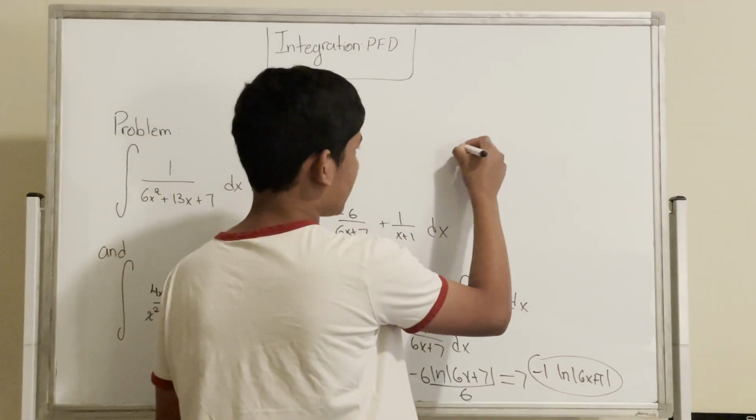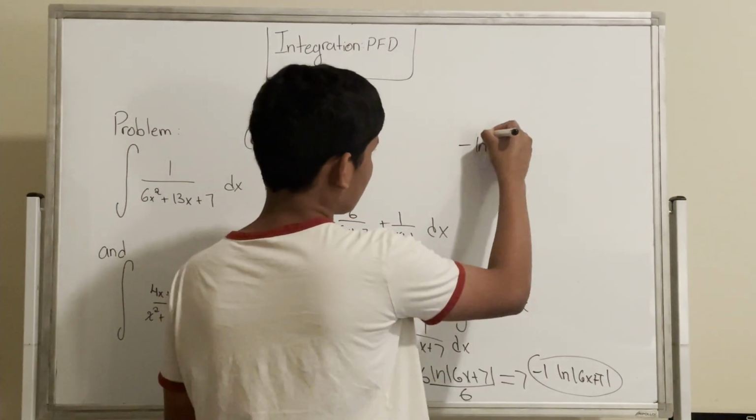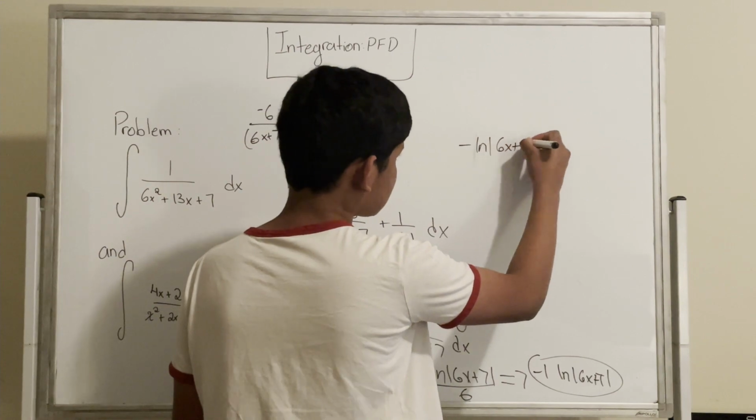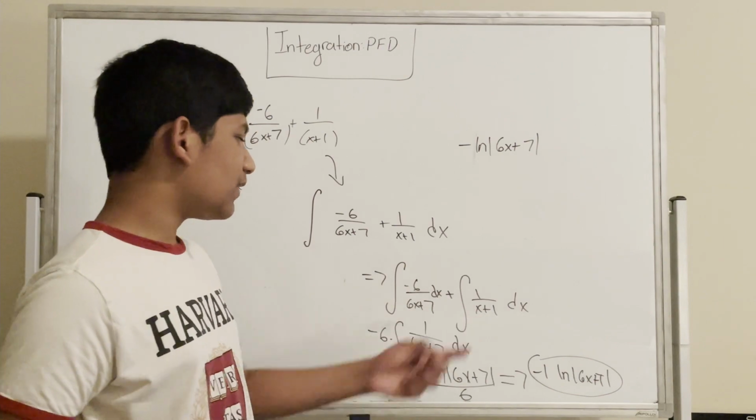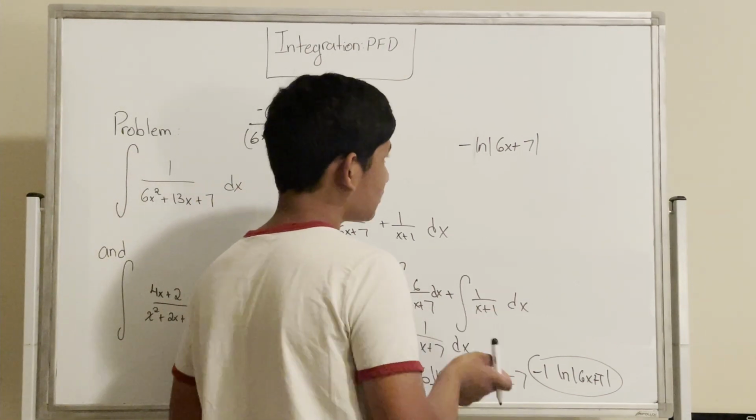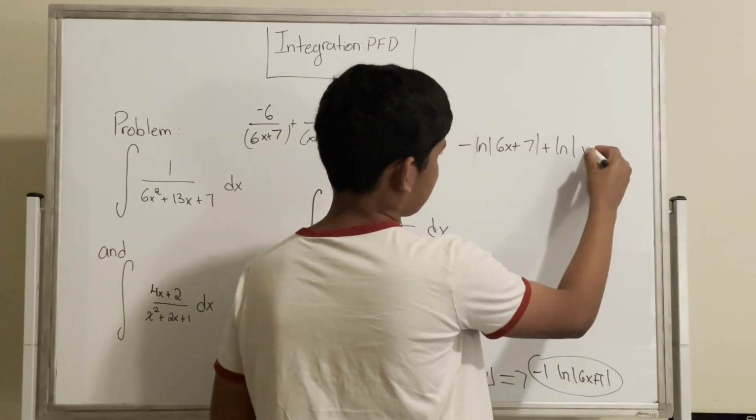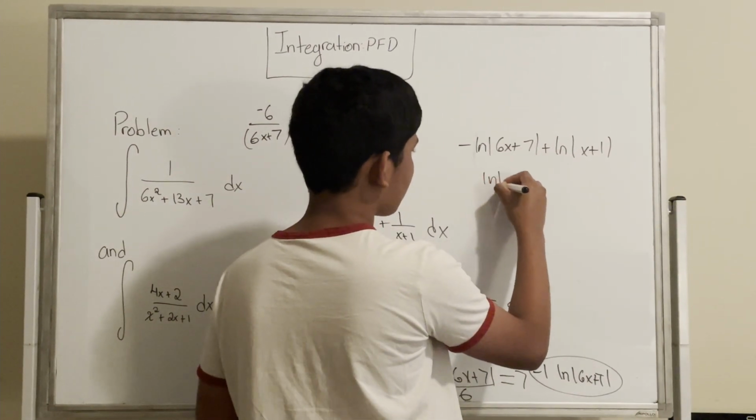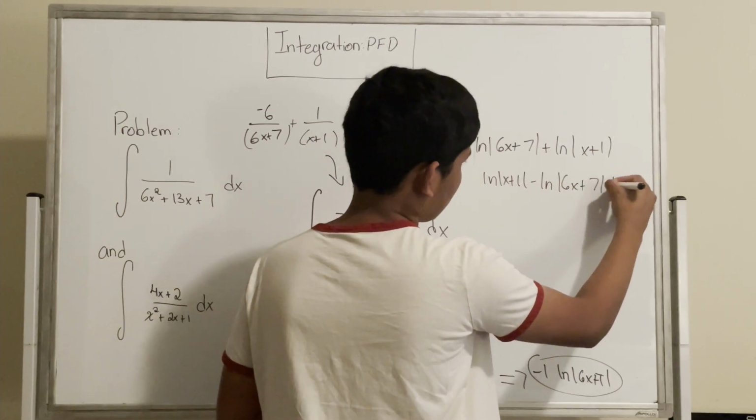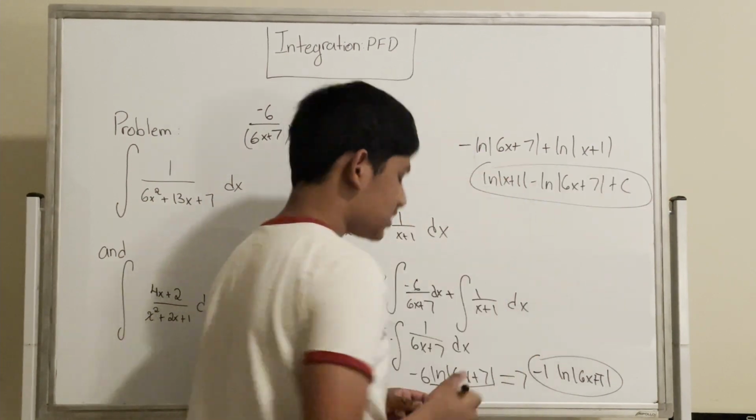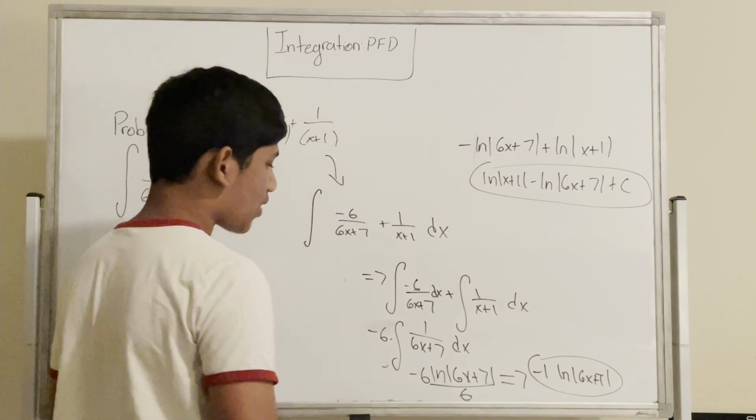So this is essentially just going to be our top part, minus ln of the value 6x plus 7. And if we do this part over here, once we integrate this, we'll just get plus the natural log of x plus 1. So we got the natural log of x plus 1 minus the natural log of 6x plus 7 plus c. And this is going to be our answer for the integration problem over here.